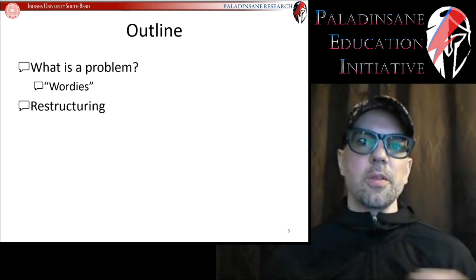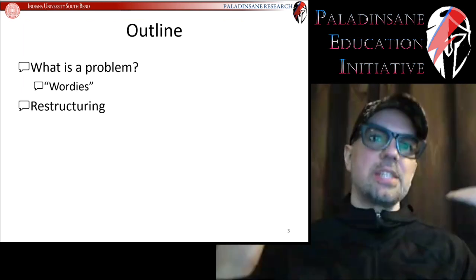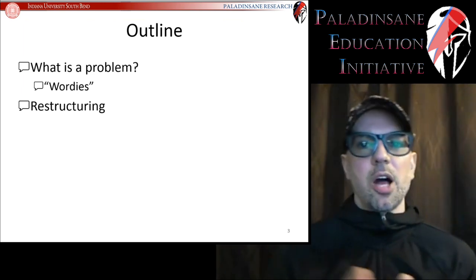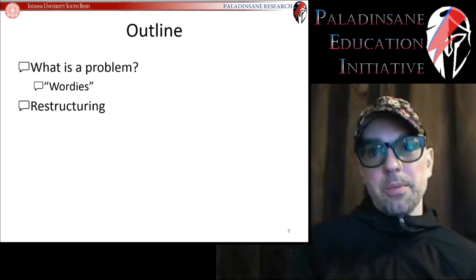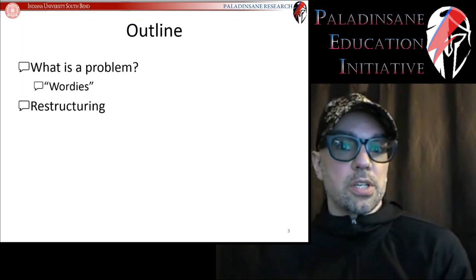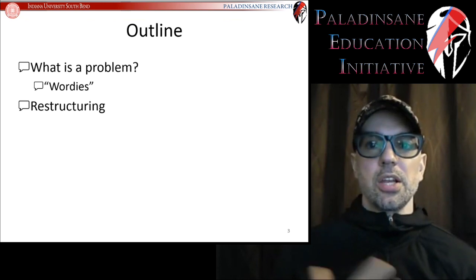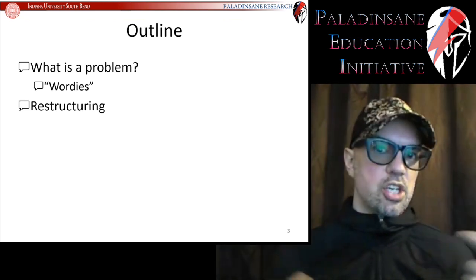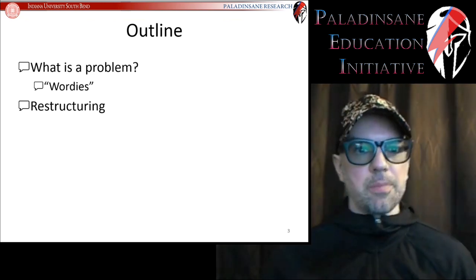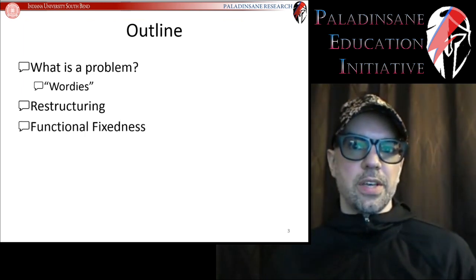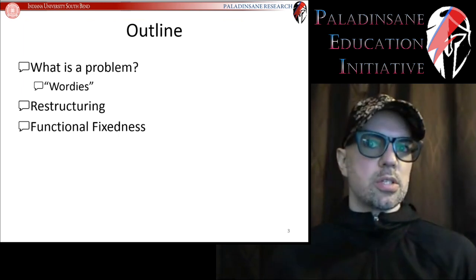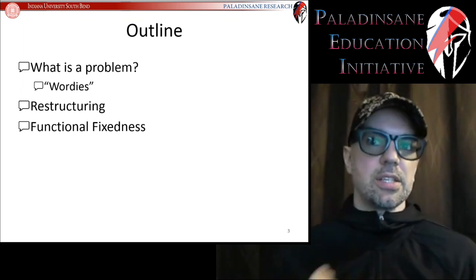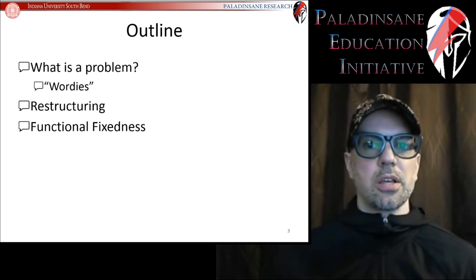And we're going to take a look at some of the things that we do with the representations in our mind that can either help us solve a problem or hinder us from solving a problem. Either make a problem easier to solve or much more difficult. So the first one we're going to take a look at is restructuring, actually changing how we represent a problem. Then we're going to take a look at functional fixedness, the fact that we might try to use traditional solutions in a way that is not beneficial for a particular problem.